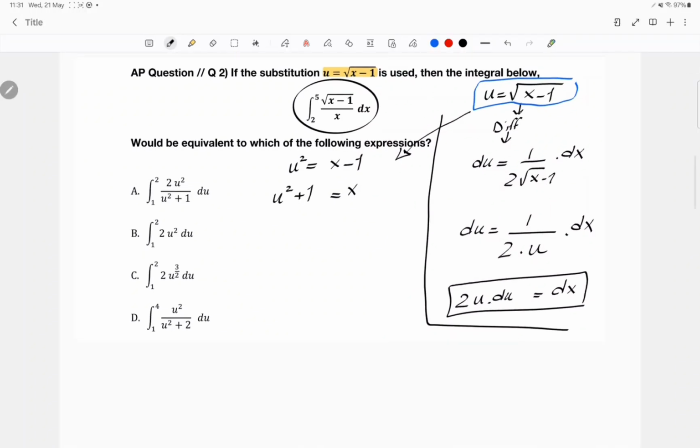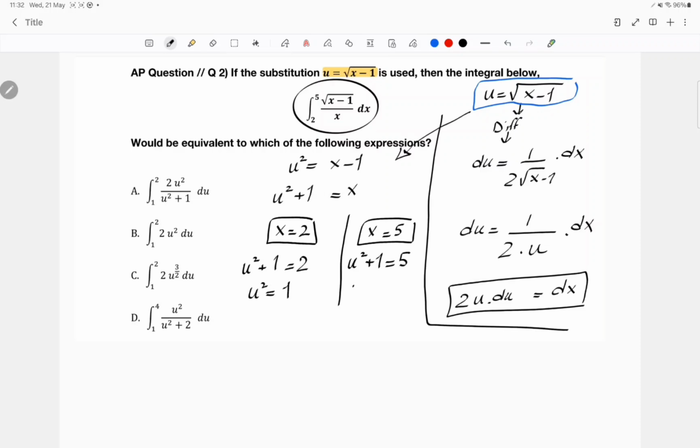Okay, now I just need to move on to bigger space and continue this. So now basically we can also find the new limits of integration because we know that one time x is equal to 2 and one time x is equal to 5. So we're going to have u squared plus 1 is equal to 2, and u squared plus 1 is equal to 5. U squared is equal to 1, u squared is equal to 4, one time u is equal to 1, one time u is equal to 2, from 1 to 2. So it's not choice D.